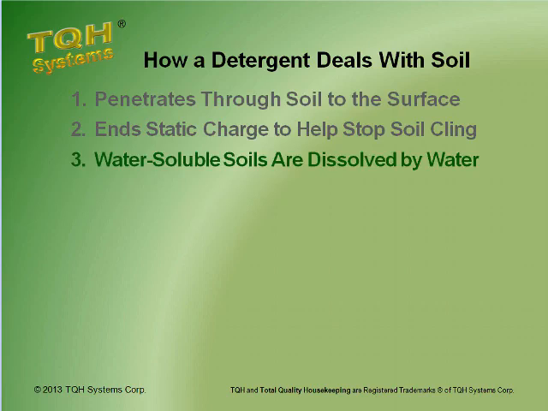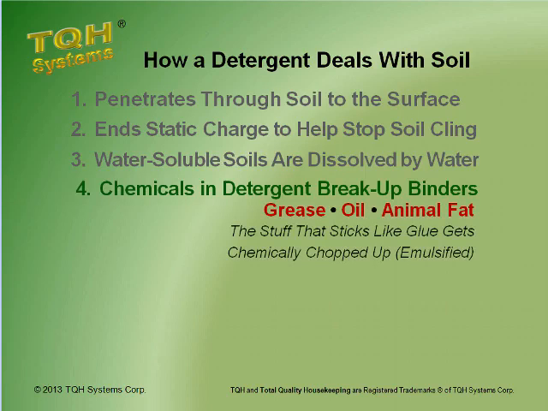Now, water-soluble soils, those are soils dissolvable by water. They come off pretty easily. And then there are chemicals in that detergent to break up the binders, to break up the grease, the oil, the animal fat. That's the stuff that sticks like glue. And the detergent chemicals chop that up, and we call that emulsification.